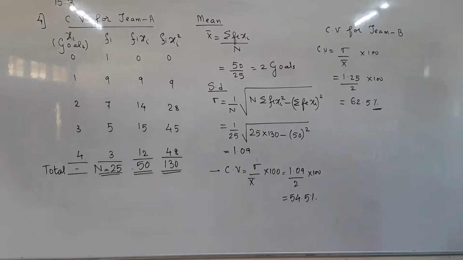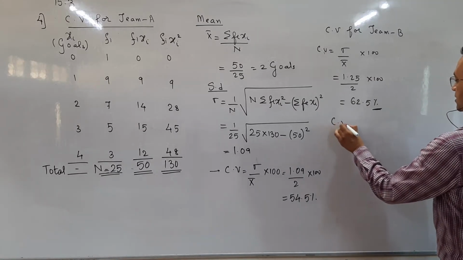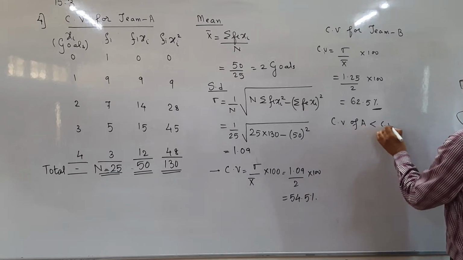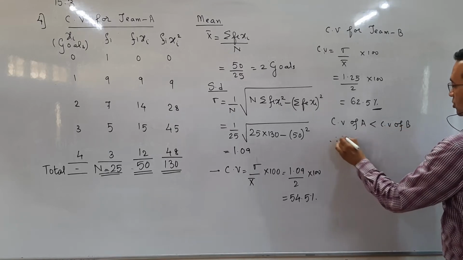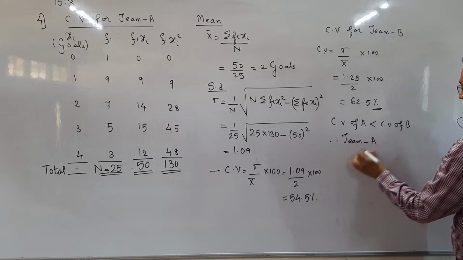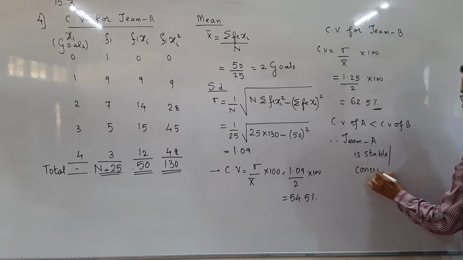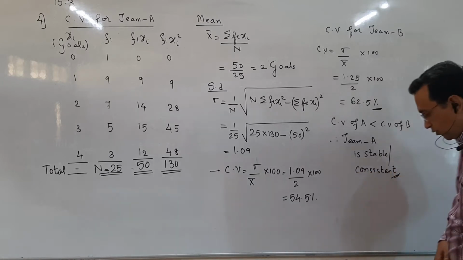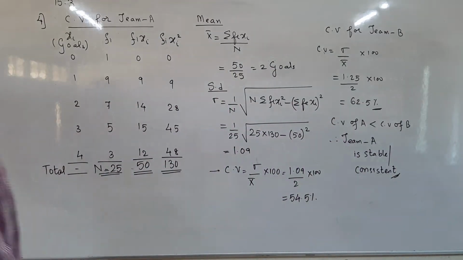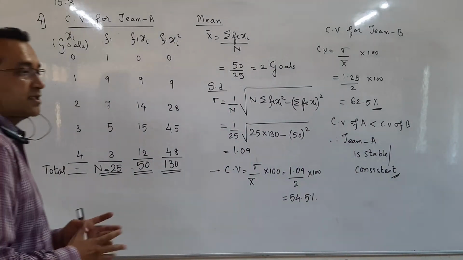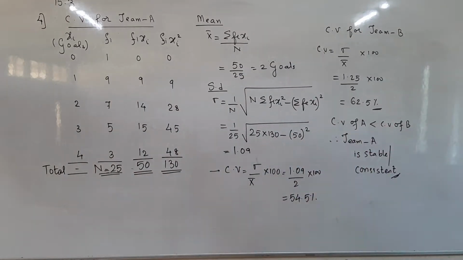So Team A has less CV: CV of A is less than CV of B. So Team A is stable or consistent in performance. That is what we have to basically understand. So whenever there is a criteria or a condition for performance, it is always decided, students, on the basis of CV, that is coefficient of variation.